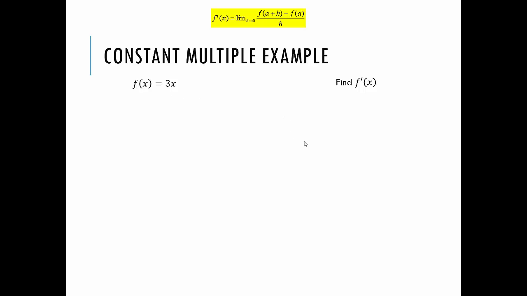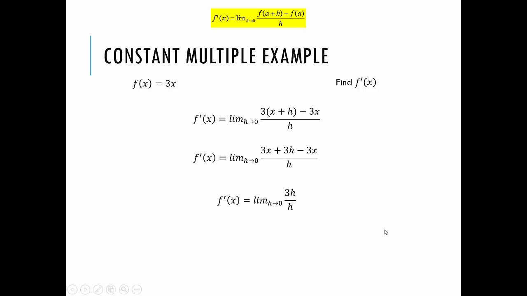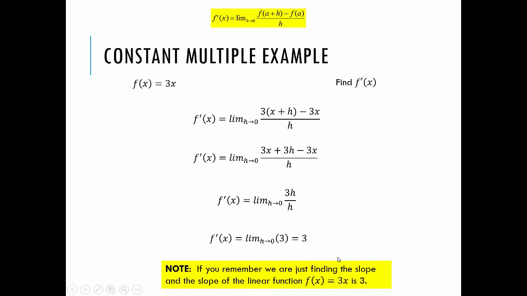The constant multiple, so here's a constant, so 3 times x. To find the derivative, where we had an x, we plug in x plus h, then we plug in an x, and I multiplied all this out. The 3x's canceled, the h's canceled, and so I simply got 3. If you remember, we're just finding the slope. So I should be able to just look at that and say, well, y equals mx plus b. So if your power is to the first power, then this value would simply be your slope.